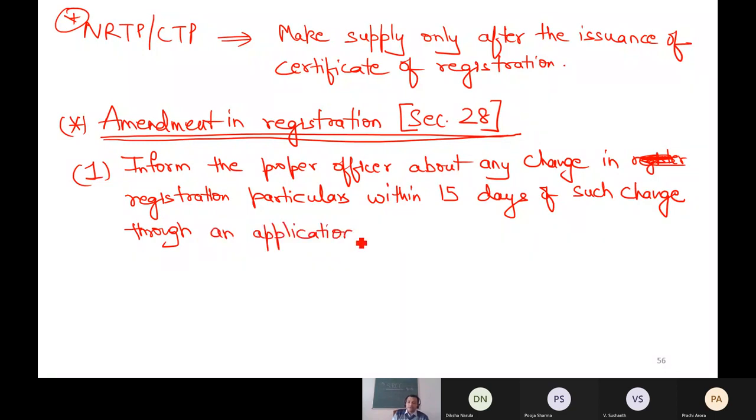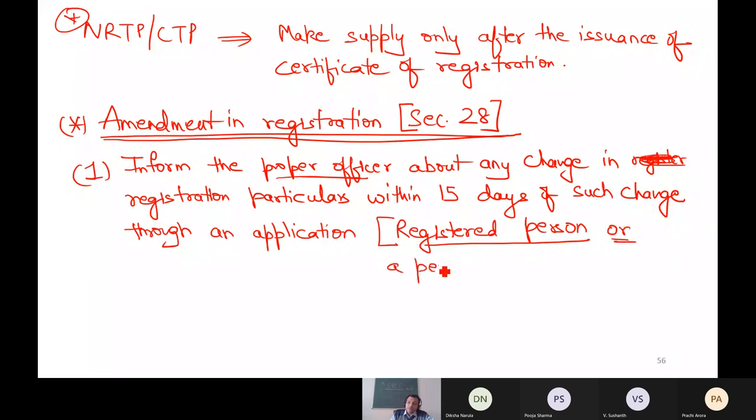So whether you are a registered person or a person who has been assigned UIN. Of course, you must be a registered person if you have been allotted the registration number. So whether you are a registered person or you are a person who has been assigned UIN.